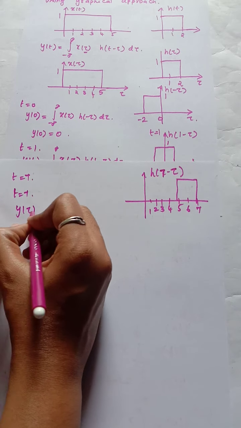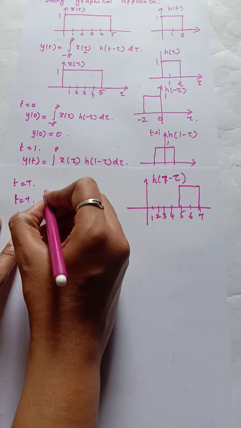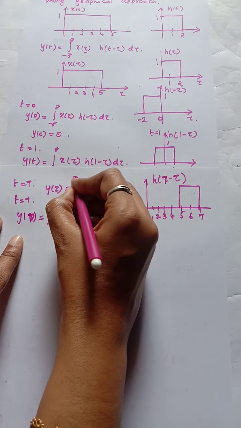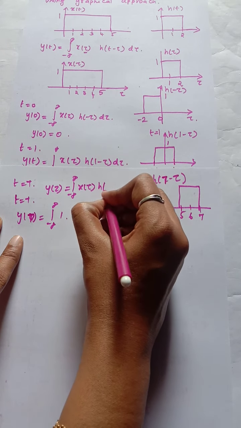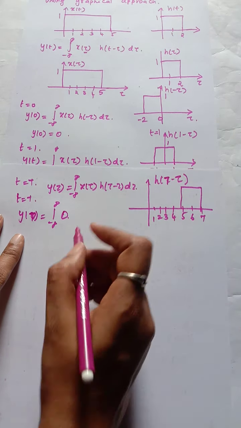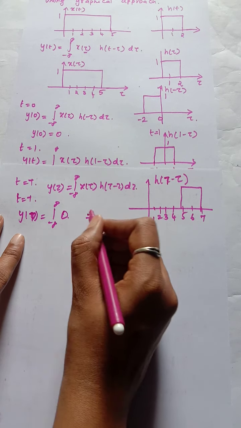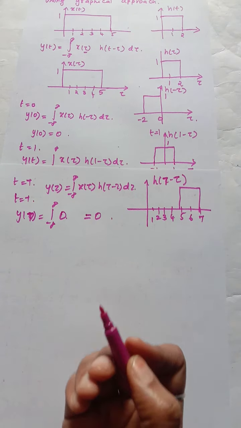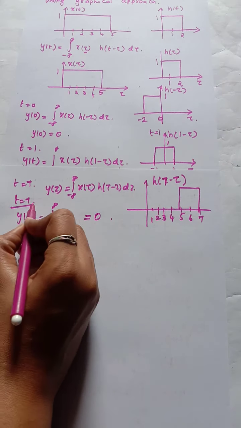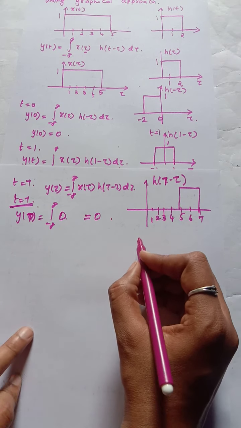So y of 7, the formula is y of 7 equals integral minus infinity to infinity x of tau, h of 7 minus tau d tau. So here there is no common value, so the value of the integral is 0. So here you will get 0. So when you take t equal to 8, t equal to 9, after that you won't get any signal. So you have to stop up to this value. Okay. So this is what we have for the positive side.